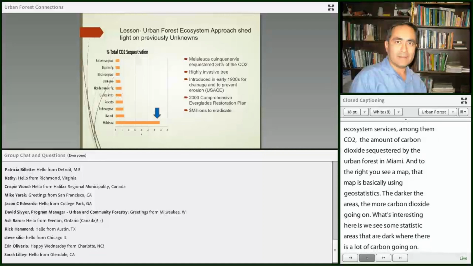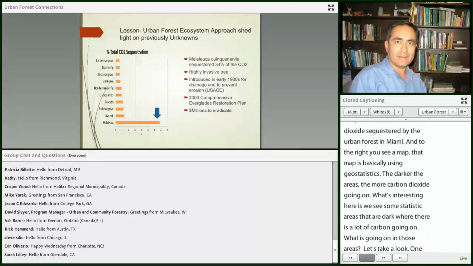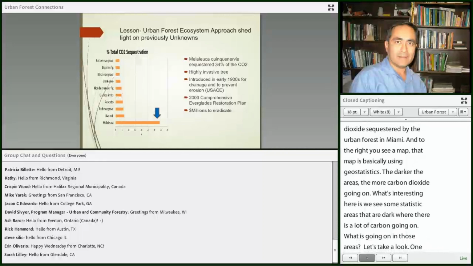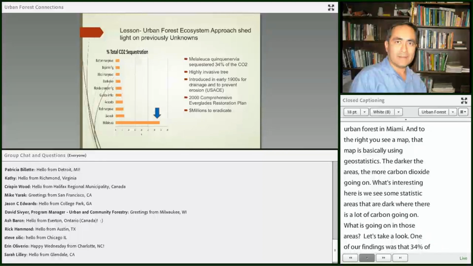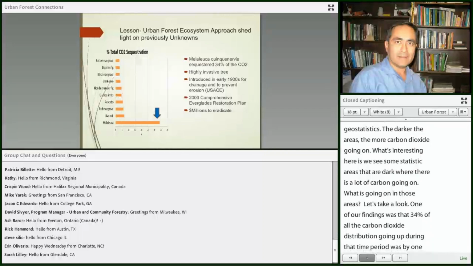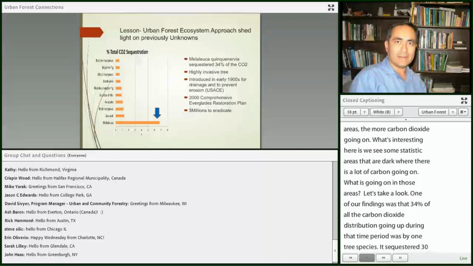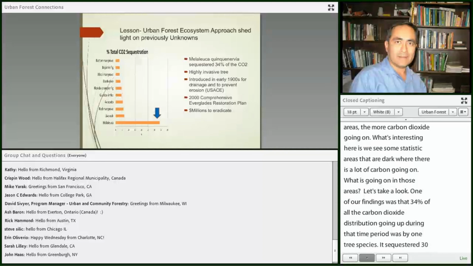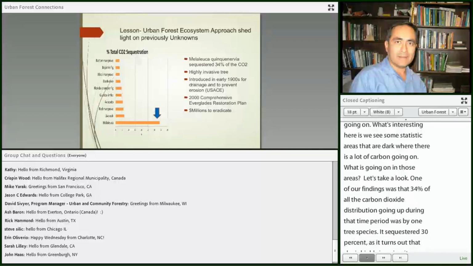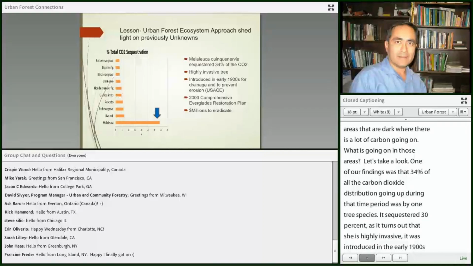Let's take a look. So one of our findings was that 34% of all the carbon dioxide sequestration going on during that time period was by one tree species, Melaleuca, right? And it sequestered 34% of all the carbon dioxide for that year. But as it turns out, that tree is highly invasive. And it was introduced in the early 1900s for erosion control and up to a certain point to drain the wetlands. In fact, it was introduced by the Army Corps of Engineers.